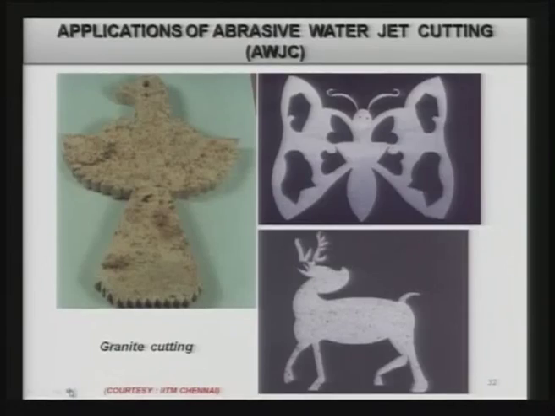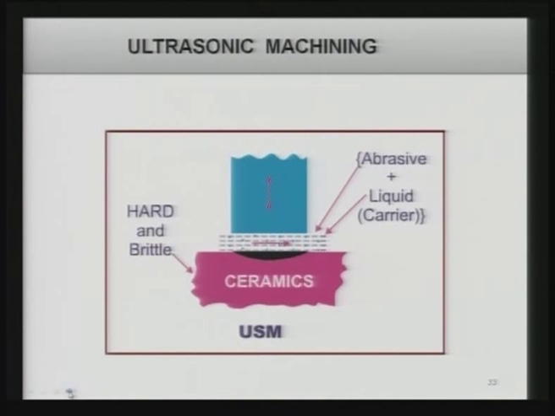Now, using this abrasive water jet cutting process, you can see here that the granite has been cut in a very beautiful shape as shown over here, or various other kinds of shapes have been cut at IIT Madras, Chennai using the abrasive water jet cutting machine. Now, in a similar way, there is a process called ultrasonic machining process.